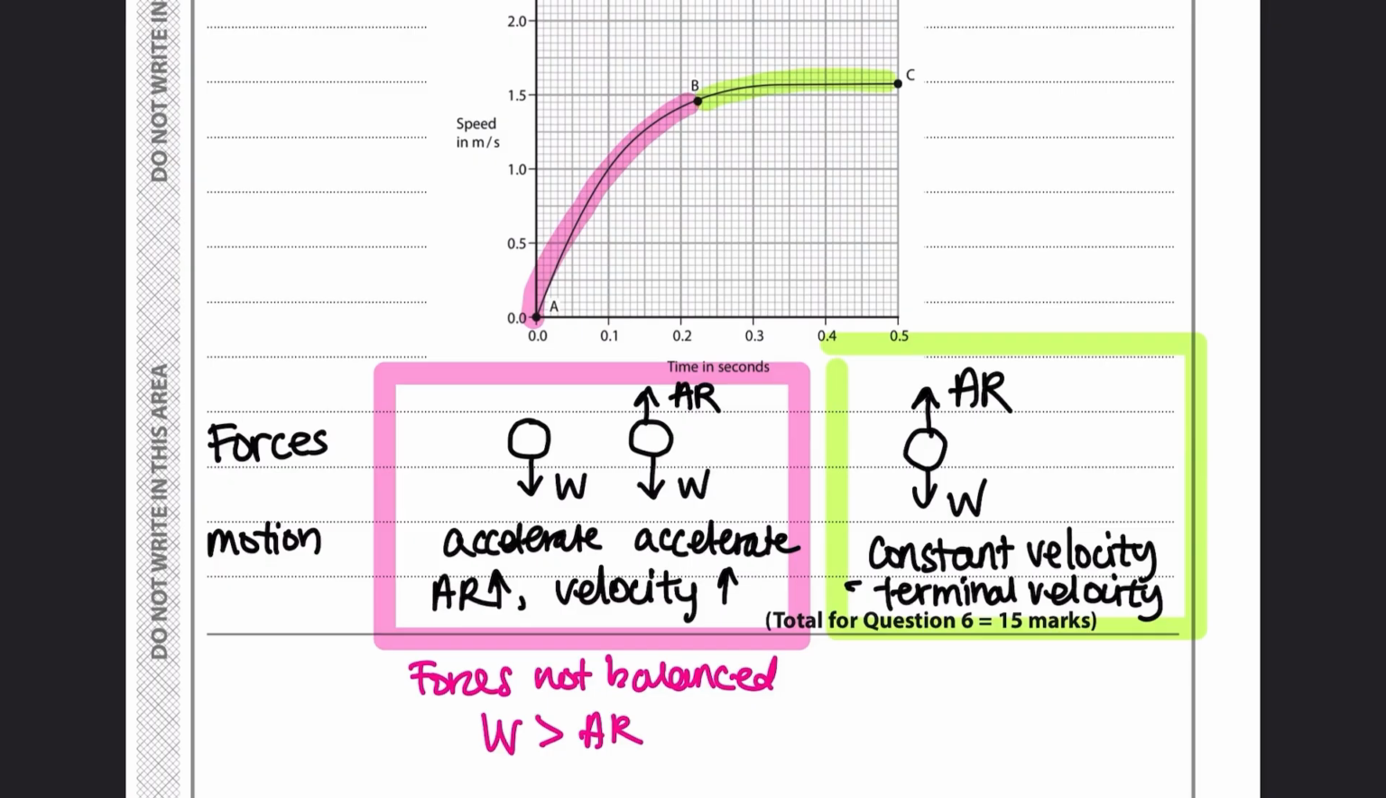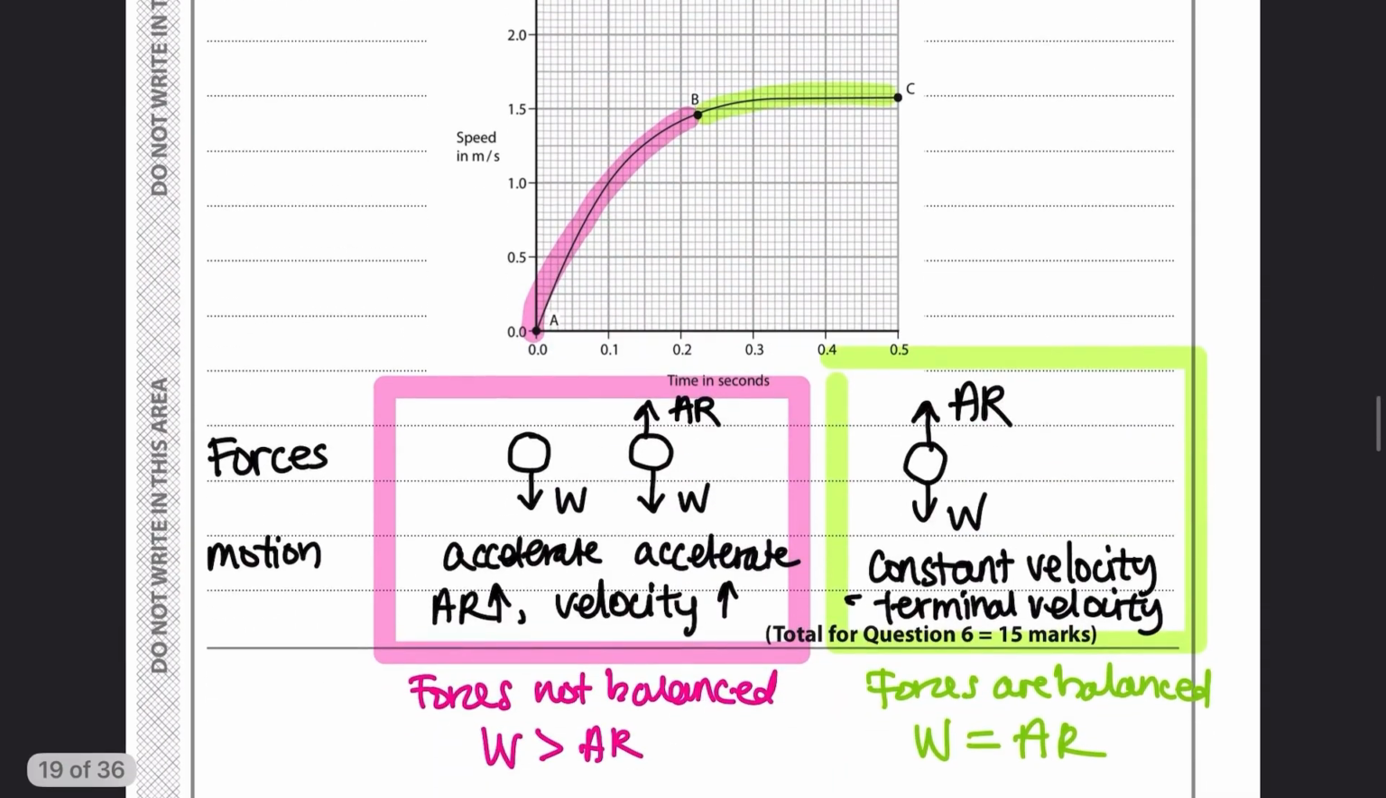And in the green situation, the forces are balanced, right? They are balanced. How? Which one's balanced with what? The weight is equal to the air resistance. This question was 4 marks, and this diagram that I've drawn out for you, it covers all of the marks.